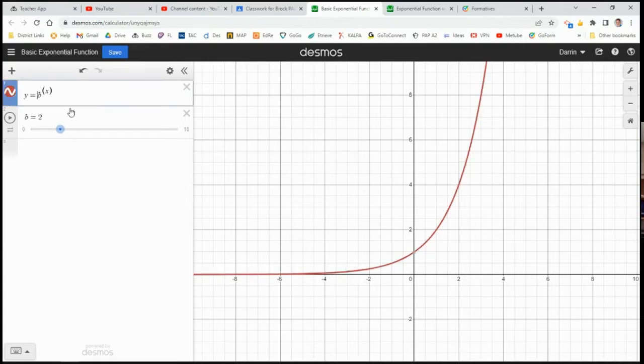We can put that there if it makes us feel better. 1 times b to the x. It doesn't change anything. And this says our b is 2. For this graph, b is 2. Now, we can change that. We can say the b is 5. Let's take it up to 5.